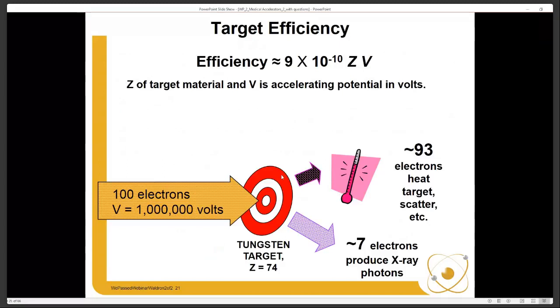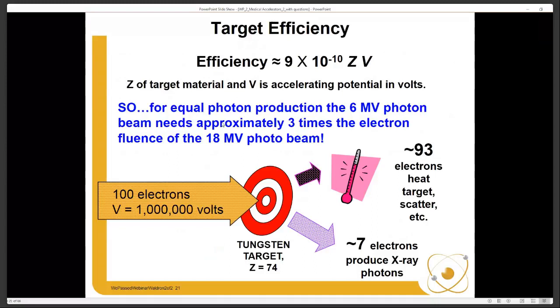So one interesting feature of this is that because of the V here, if I have a 6 MV beam and an 18 MV beam, I'm going to need about 3 times the electrons for my 6 MV beam that I have for my 18 MV beam in order to produce the same photon fluence leaving the target. Of course, if each photon only carries a third of the energy as for my 18 MV beam, that now means I need 9 times the electron current, and 10 times is a pretty good rule of thumb for electron fluence.